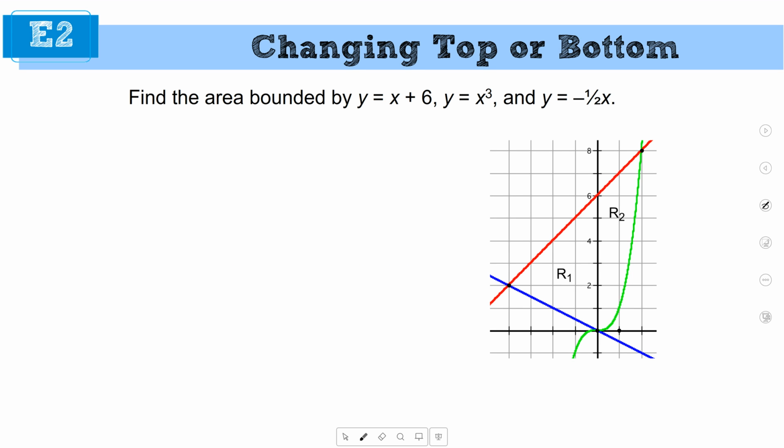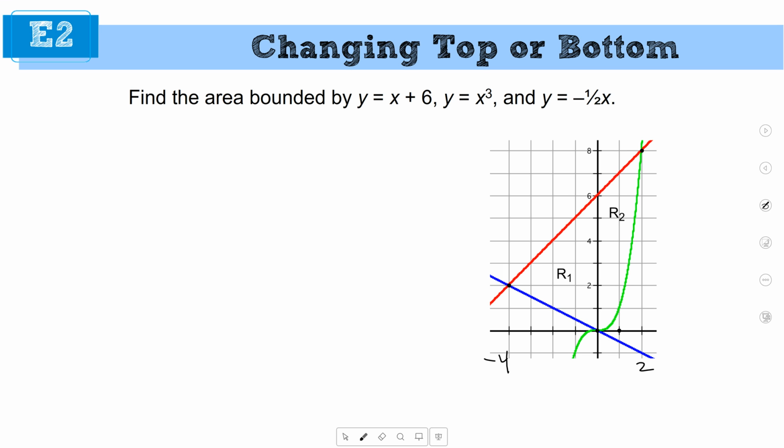So here is the one I'm going to talk about. Things ramp up a little bit. I've got 3 functions instead of 2, but I still have a bounded region. That bounded region, however, is split into 2 parts. Why did I split it into 2 parts? Because if you'll notice across the bottom, when I go from -4 to 2, the bottom changes. From -4 to 0, it's the blue function. From 0 to 2, it's the green function.